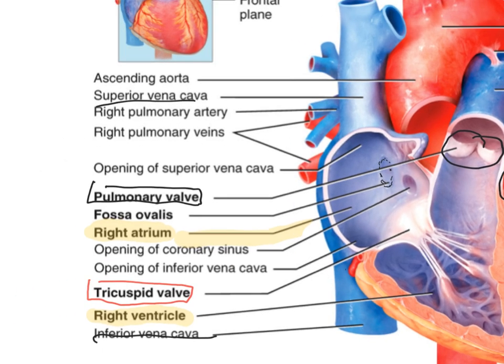It was called, and we'll write it in, the foramen ovale. Now, what did it do? It connected the left and right atria, right? So it was a hole that connected the left and right atria, allowed blood to flow between the left and right atria. Now, upon birth, it closes up, called the fossa ovalis.